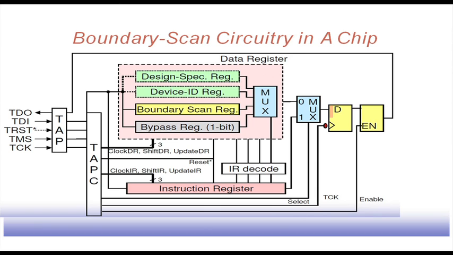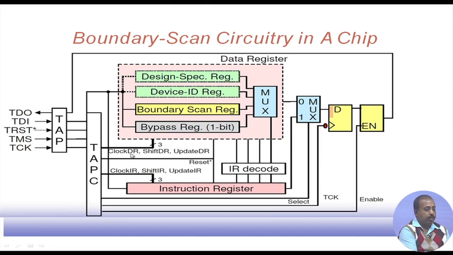This is the boundary scan circuitry of a chip, in a more detailed structure. In the test access port, we have these lines: TDI, test data input; TDO, test data output; TMS, test mode select; the test clock; and an optional reset signal, TRST. These go to the TAP controller, which also gives the clock. We have registers like the boundary scan register, device ID register, design specific register, and the bypass register.